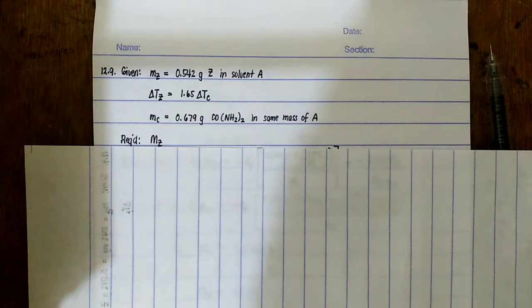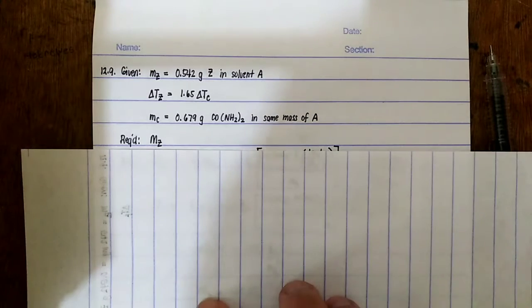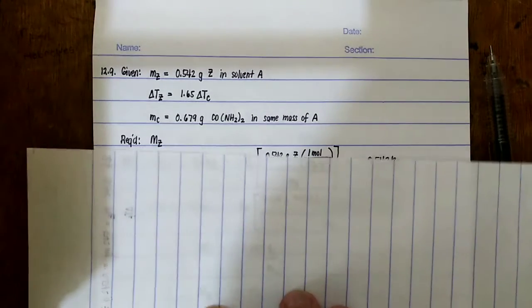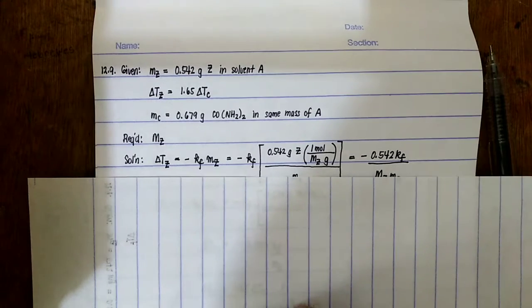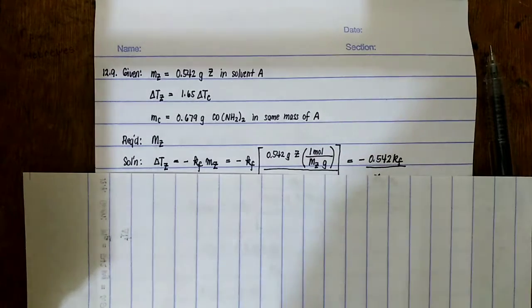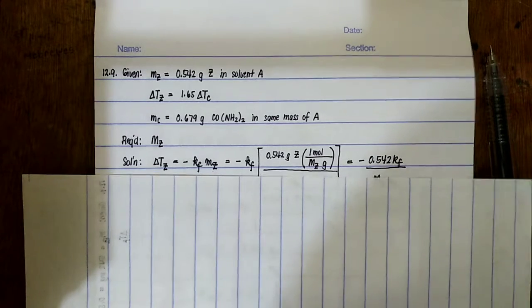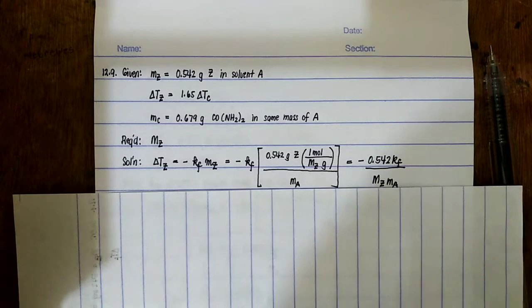Now for this particular item, not much is known about our solvent A, so instead we'll have to make do with whatever items that we have and then plug it into our equation for the freezing point depression. So we can now write the following. Delta T for the unknown compound Z should be equal to negative Kf times the molality of Z.